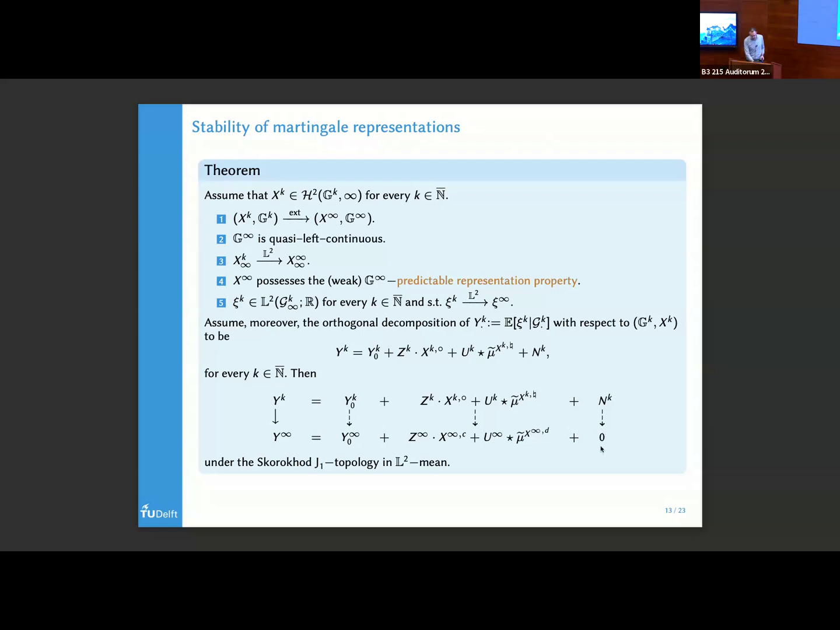We can currently not prove convergence to something other than 0. So here the assumption that it has a predictable representation property in the limit is crucial. Okay, if this limit is non-zero, then we cannot show anything. And we can also not show that this part is going to converge to the continuous martingale part, and the other part is going to converge to the purely discontinuous martingale part. And I think this is also not possible.